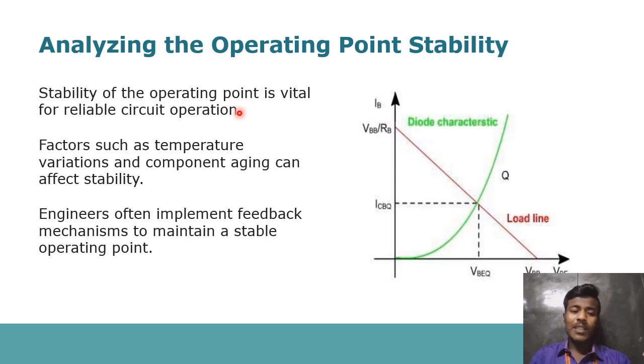Analyzing the stability of the operating point. Stability of the operating point is vital for reliable circuit operation. Factors such as temperature variations and component aging affect stability. Engineers often implement feedback mechanisms to maintain a stable operating point.